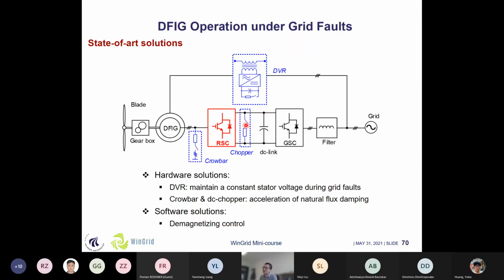And the other case is that we can use a crowbar either on the DC side or the AC side. The function of this crowbar is that it will try to accelerate the damping of the natural flux as soon as possible. Once this damping is done, the system will go back to normal conditions and could be under control again. These are the hardware solutions we could see. Alternatively, we can also use some software solutions like demagnetizing control, and we will talk about this control scheme later in detail.